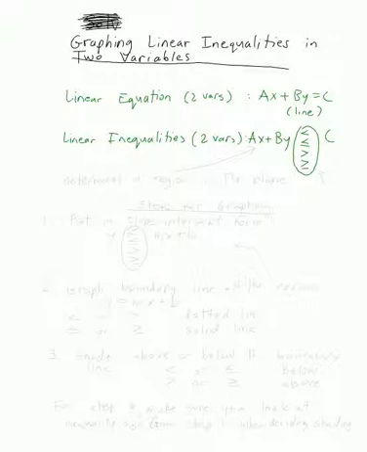Okay, so what does this determine if it's not a line? This actually determines a region in the plane. In other words, it's not a line, but it's some piece of the plane. So I'm going to go over a step-by-step approach for how we can actually graph these things, figure out what the region looks like.